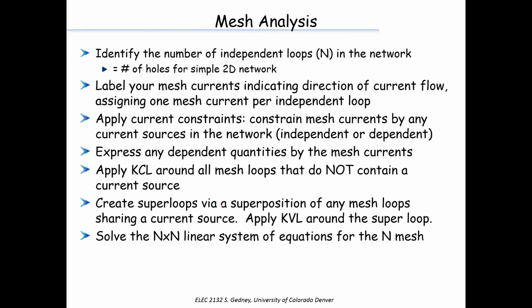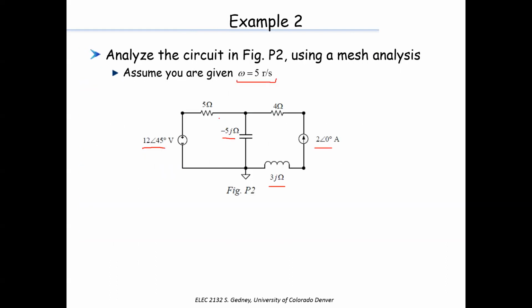All right, so let's apply our mesh analysis. Let's review that. How do I do that? Well, first, we identify the number of independent loops in the network. So how many independent loops do I have? Well, it's a 2D simple network. It's the number of holes. I have 2.